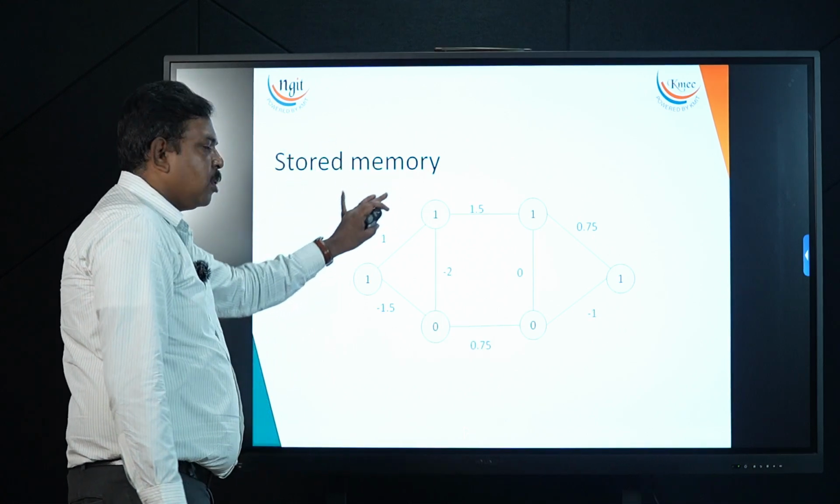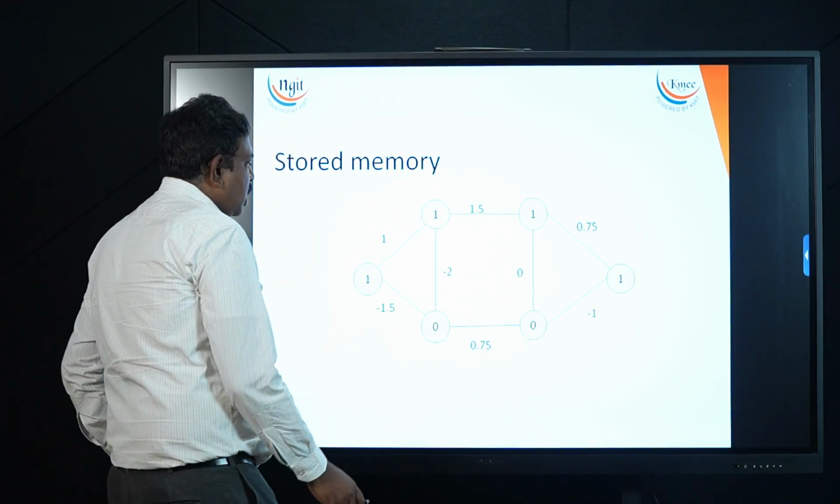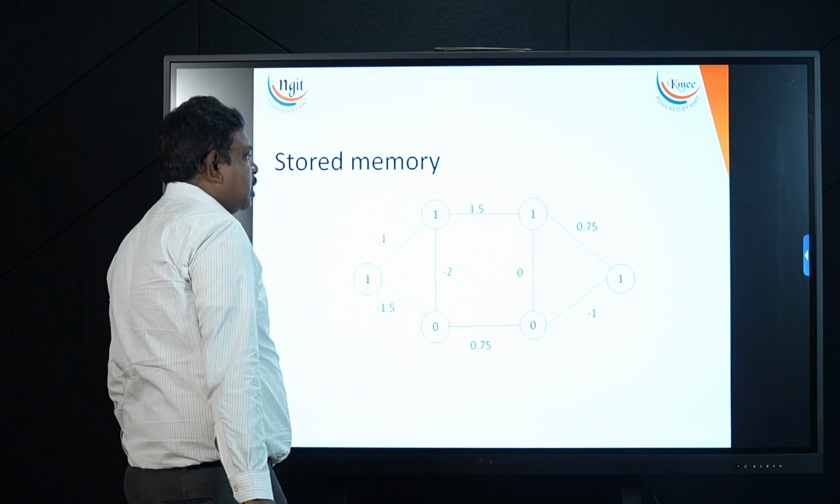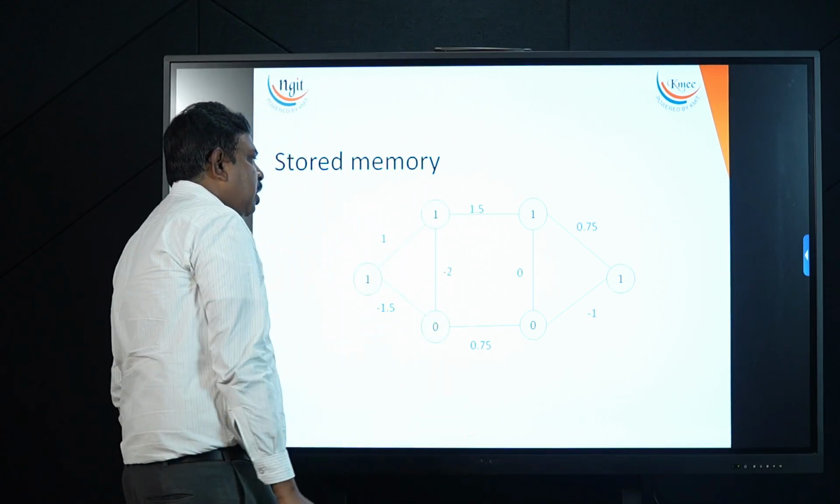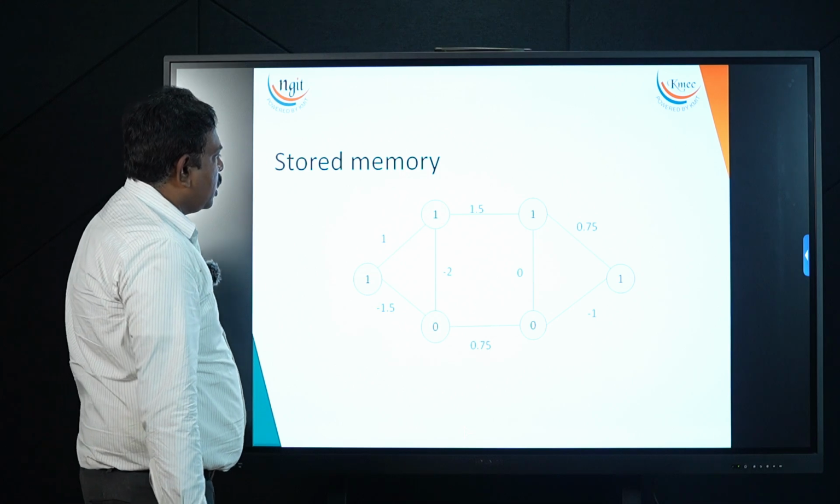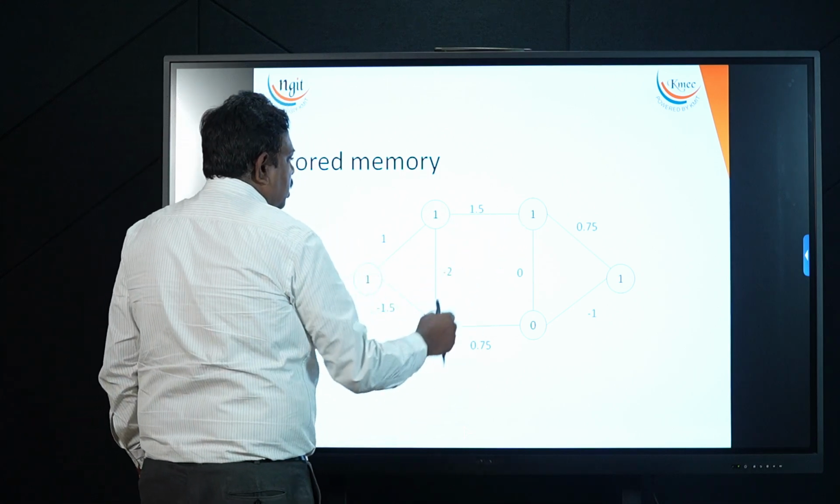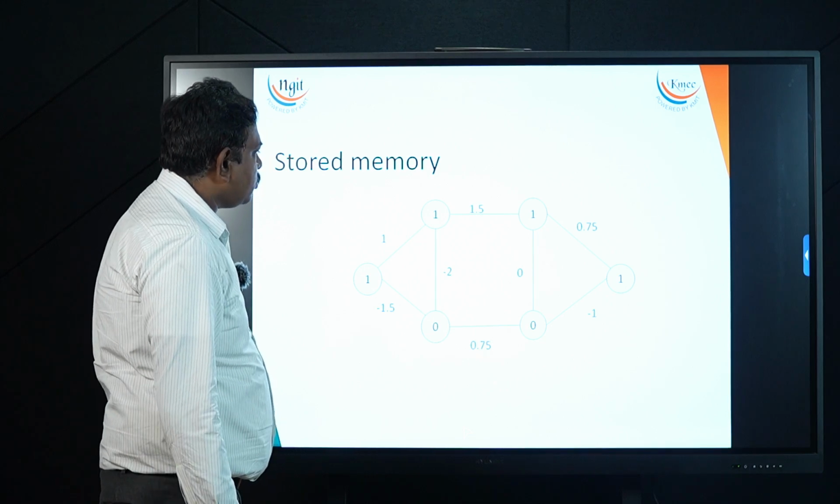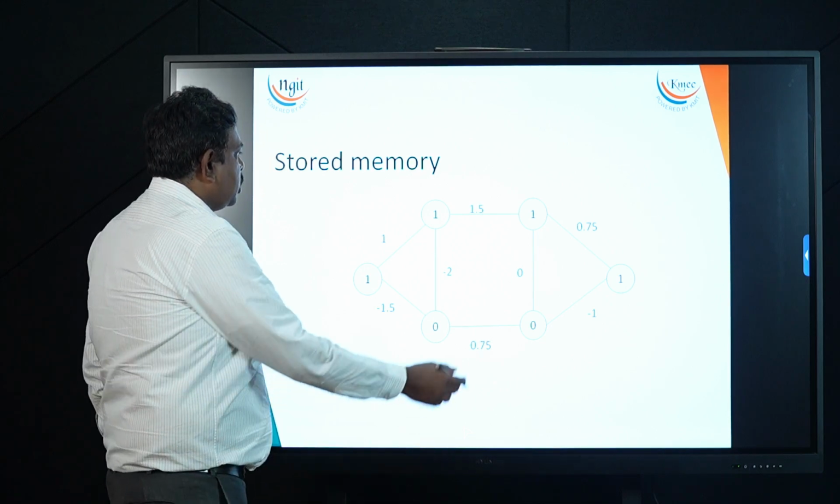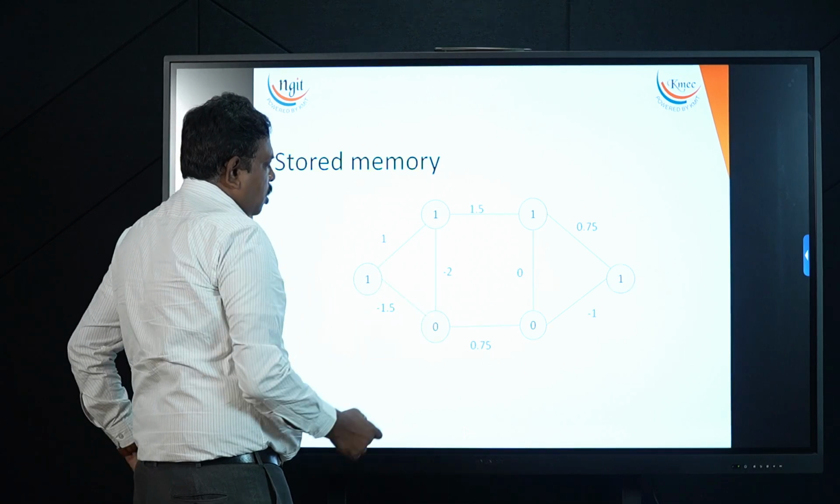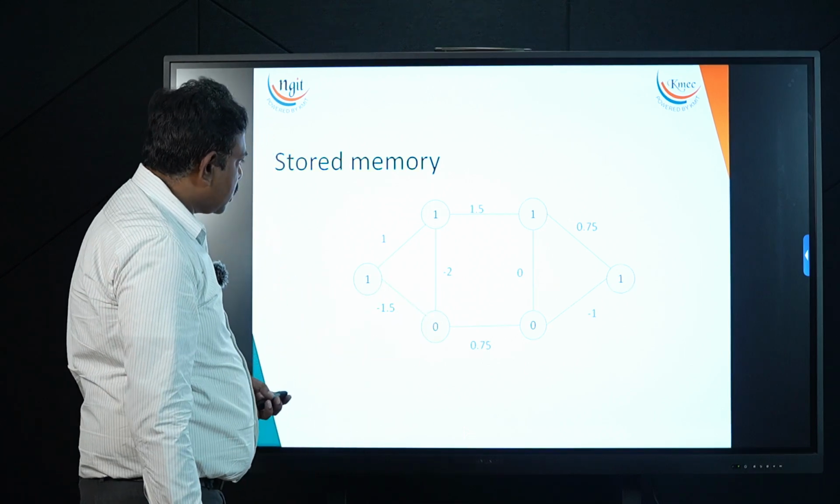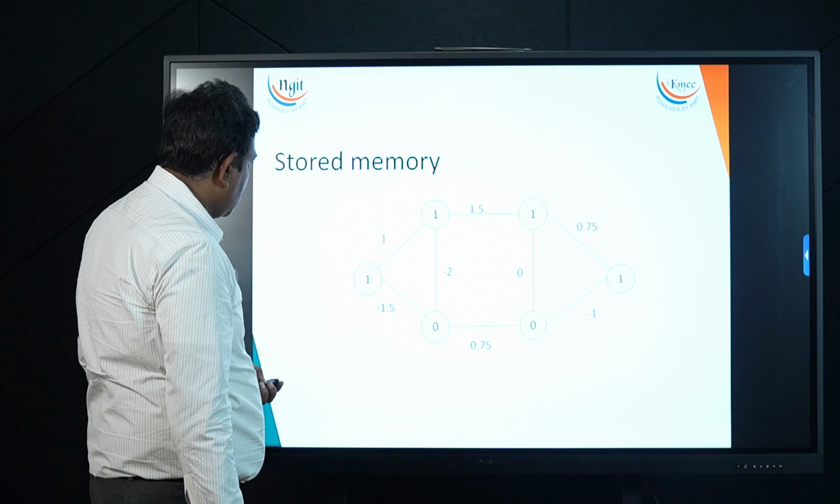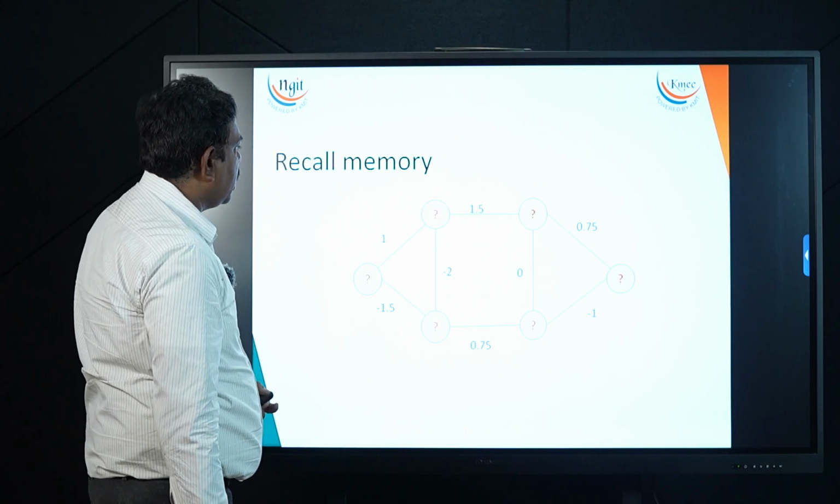Now this is the stored memory, where neurons store the pattern and edges store the associative memory. If the patterns fire together, they can reproduce whatever we stored. This is the final stored memory. Now the second step, after storing the memory, is that we have to recall the memory.